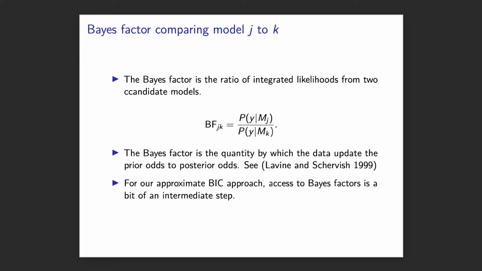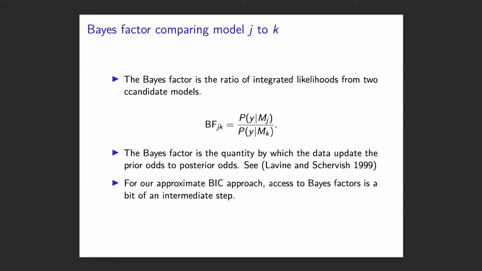And then maybe this is the ratio where I have 2 predictors in this model. The Bayes factor being high favors the model on top. The Bayes factor being low favors the model on bottom. That's the way you sometimes think about it, but more formally, the Bayes factor is a quantity by which data update prior odds to posterior odds.